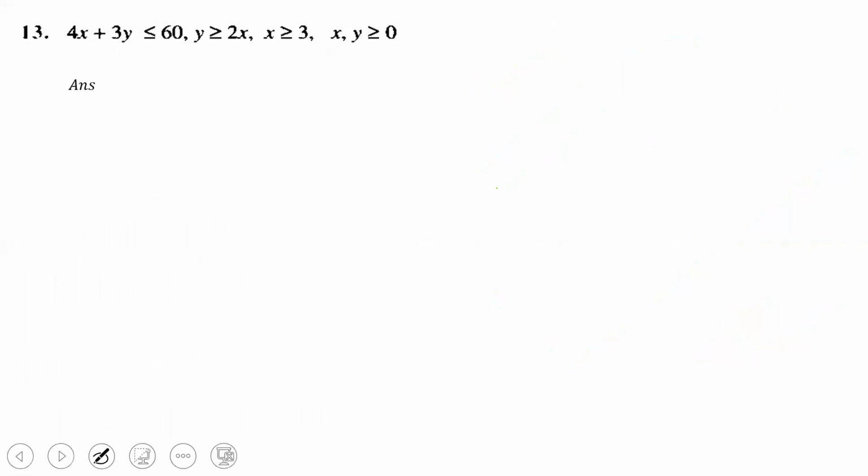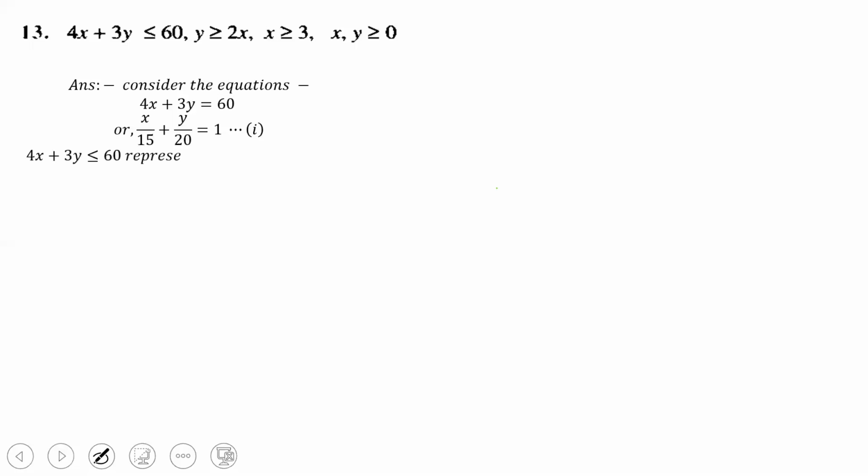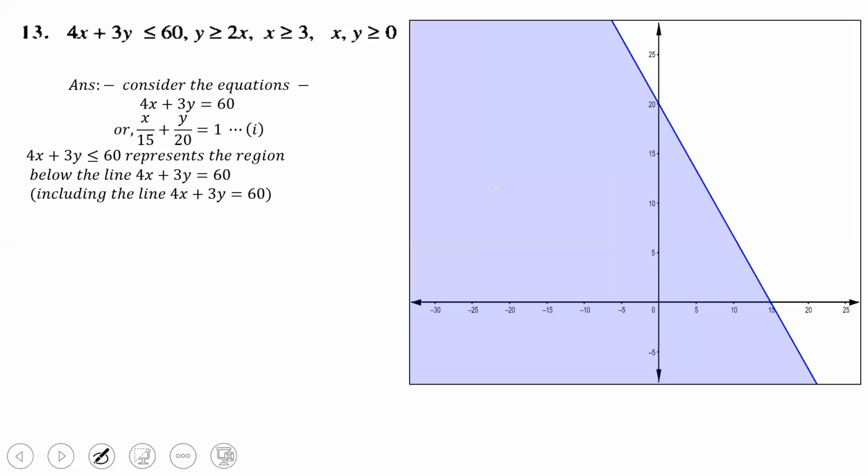Okay. So first of all, consider the equation 4x plus 3y equals 60. Its intercept form is given by x upon 15 plus y upon 20 equals 1. So this 4x plus 3y less than or equal to 60, since the less than sign is there, represents the left hand side or the below portion of the line, definitely including the line. If we draw the region, it will look like that. So this blue region is represented by this inequality 4x plus 3y less than or equal to 60.